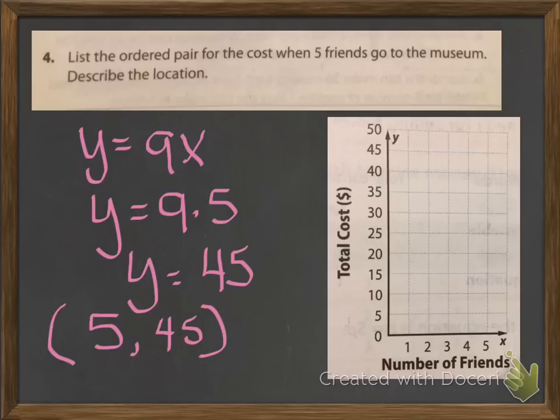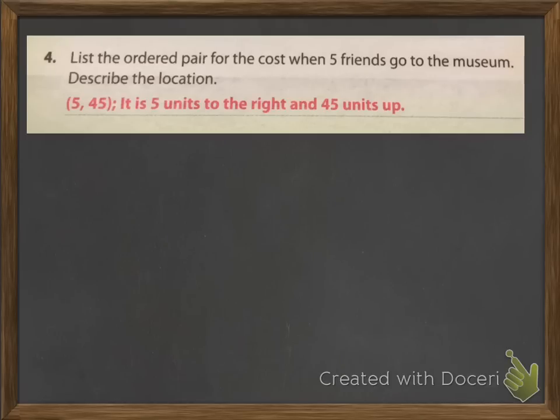So now we'd go over 5 and up to 45, which is right there. It is 5 units to the right and 45 units up. So that's the description. All right, so on the next slide is when you'll see the description that you need to write for number 4. So this is what you need for number 4. So you want to make sure to write that on the line.